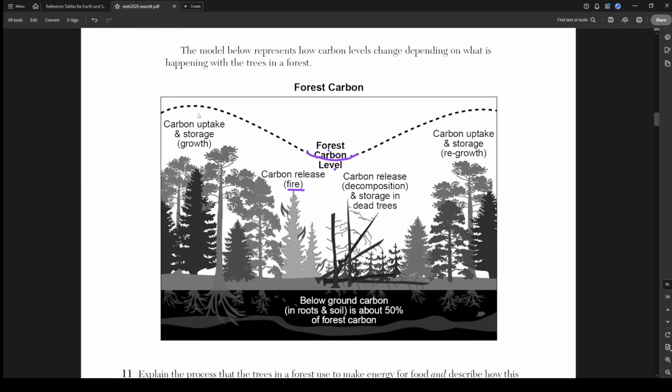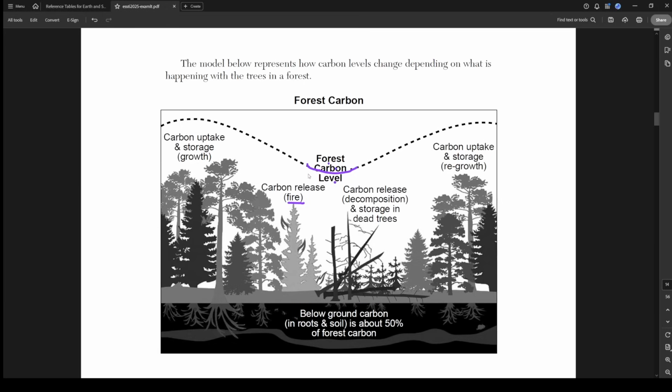Okay. So it's saying there's less carbon in the trees when they're on fire, because it's putting most of it into the atmosphere. So less here because the line is lower, and then more here and more here when they're growing. Okay.